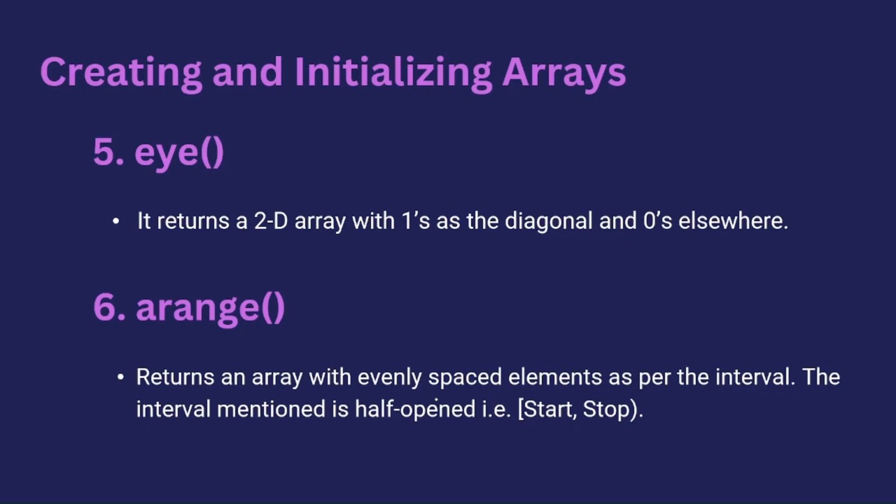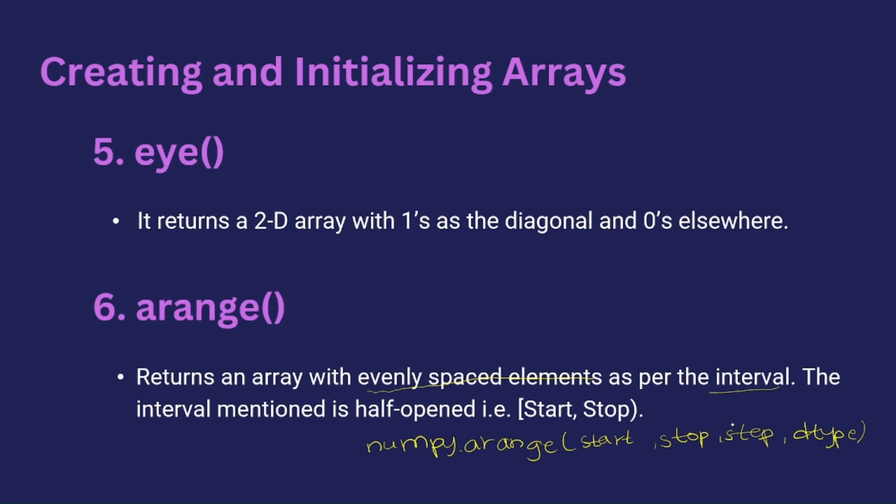Next one is the arange function. It creates an array with evenly spaced elements as per the interval. Syntax is numpy dot arange of start, stop, step, and data type. Here start is the start value of the interval range and stop is the end value of the interval range. It is exclusive, and step is the step size of the interval. Step can't be 0, otherwise you will get a division by 0 error.